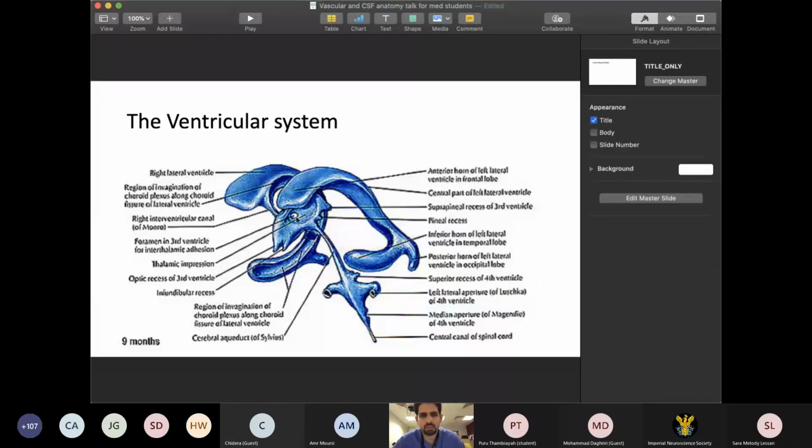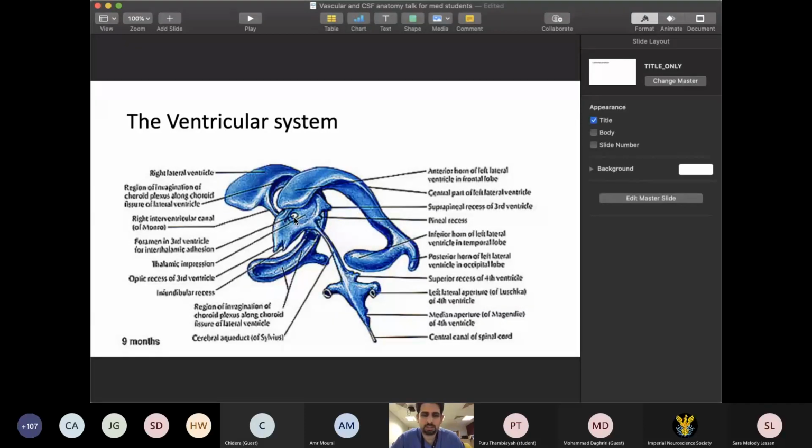The third ventricle is a midline ventricle. You only have one. It's in between the two thalamic hemispheres. You may be able to see this gap. That's because there's brain in that gap, and that's the interthalamic adhesion, or the massa intermedia.